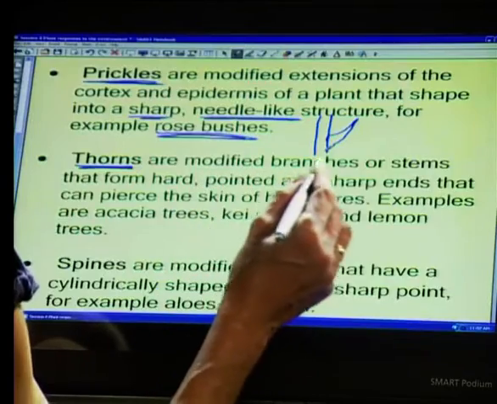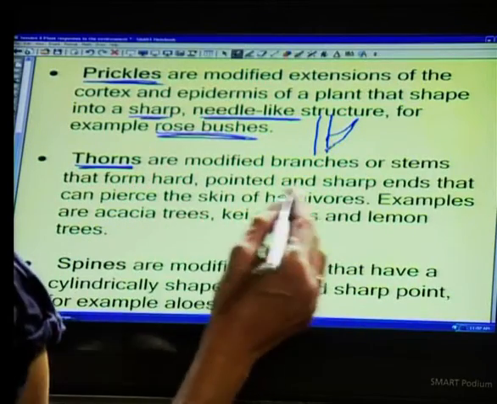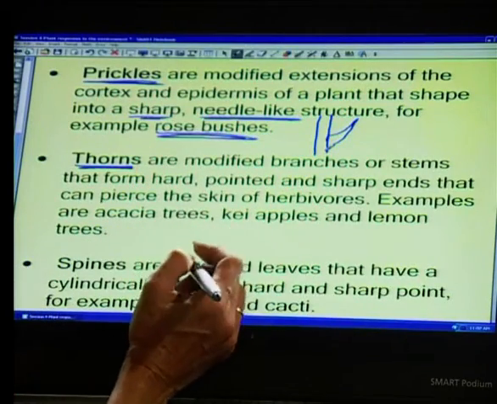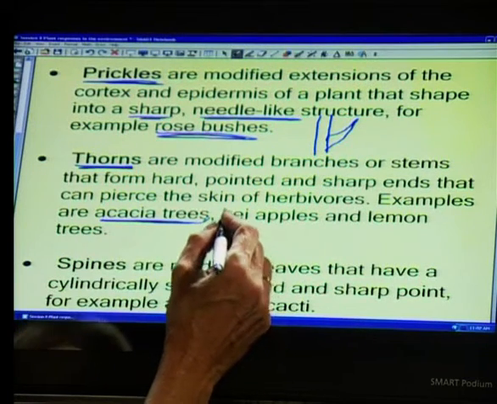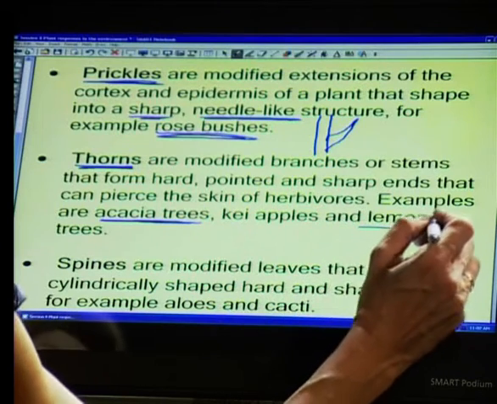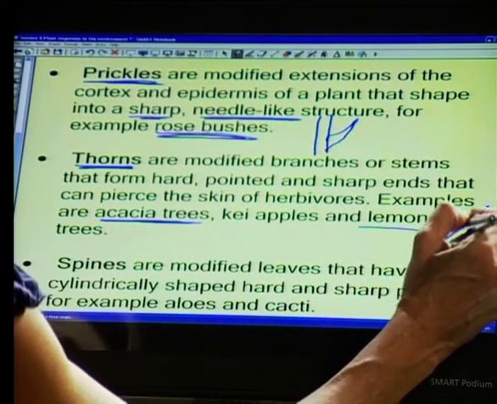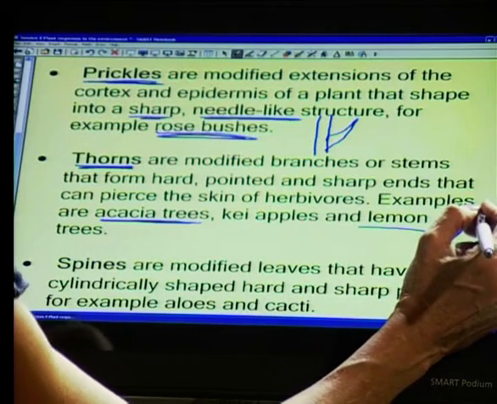Okay, thorns are modified branches of stems that form hard, pointed, and sharp ends that can pierce the skin of the herbivores. Examples are your acacia trees. Those are vicious thorns that they have. Your kai apples, your lemon trees, and here you've got this thing that looks like that. And my gosh, they prick very, very sore. And very often they've got so much dirt and nonsense on the tip that you end up with it becoming infected. It doesn't very often get infected with rose bushes, but those thorns from an acacia tree and especially a lemon tree, oh my gosh, you really get quite infected.